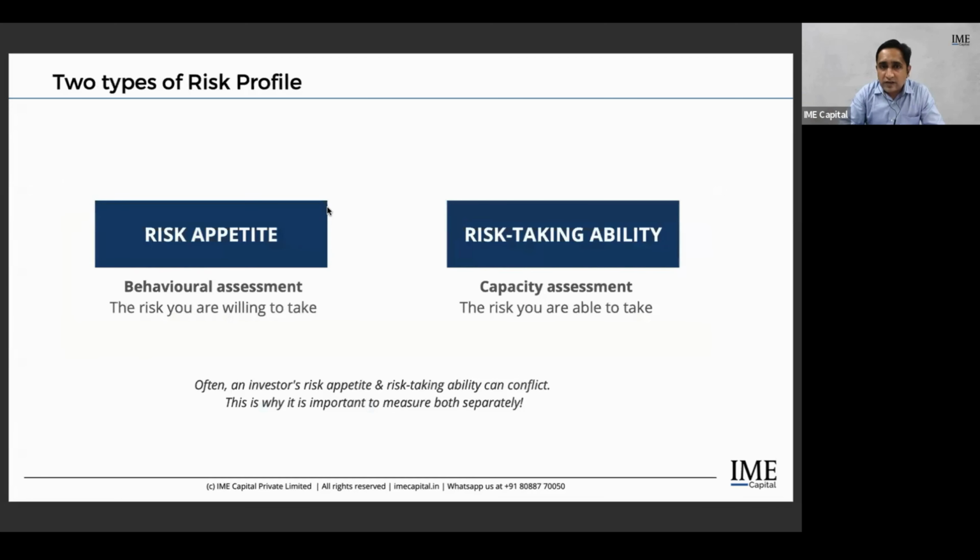It is very important to understand that there are two very distinct types of risk profiles. There is one, your risk appetite, which is a behavioral assessment which assesses the risk you are willing to take. But there's something which is completely different, which is your risk taking ability. This is a capacity assessment and it analyzes the risk you are able to take. Often, an investor's risk appetite and risk taking ability can conflict, can be completely separate from each other. And this is why it is very important to measure both of these separately.